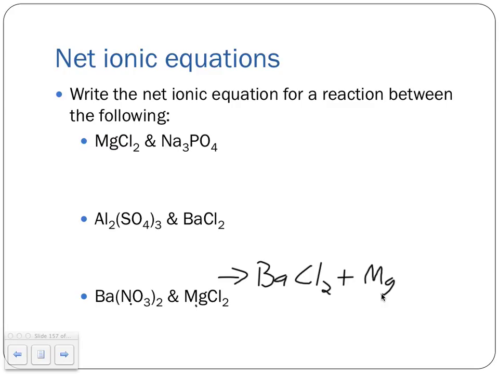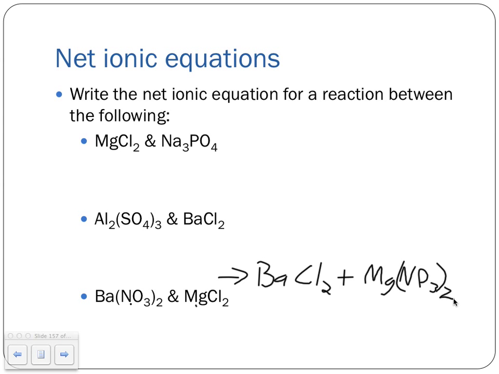Mg(NO3)2. Balancing the valences, nitrate is -1 and magnesium is +2, so we'd have to have 2 nitrates. So that's going to be our 2 products here. The question is, are they all soluble, or which ones are insoluble and which ones are soluble? So we have barium nitrate and magnesium chloride.